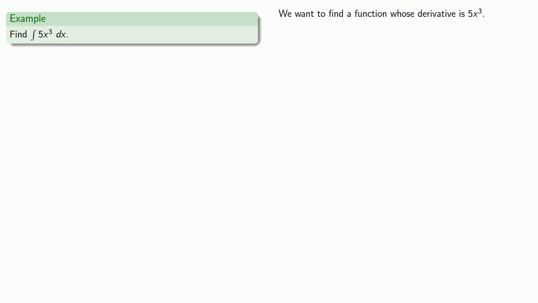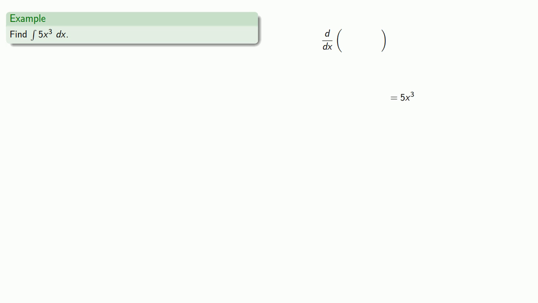But how? We'll fall back on a time-honored strategy in mathematics and in life. We can proceed by guess and fix. We'll guess an answer. And if it's correct, great. If not, we can fix the answer so that it'll be at least more correct. Remember, you don't have to be right at first, as long as you're right at last. So what we want is something whose derivative will give us 5x cubed.